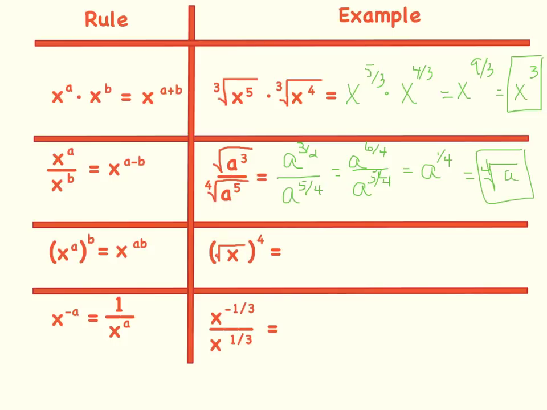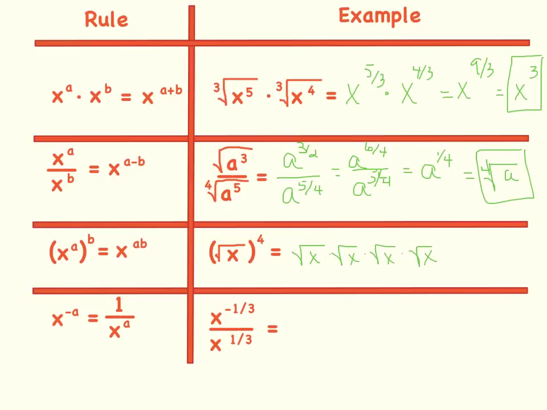Now my next example is going to be using the rule of raising a power to another power. And when you have an exponent being raised to another power, you multiply the exponents. In this example, I have the square root of x raised to the fourth power. And so that's the square root of x to the 1 times 4 power, which is square root of x to the fourth power. And so all you have there is the square root of x times the square root of x times the square root of x times the square root of x.